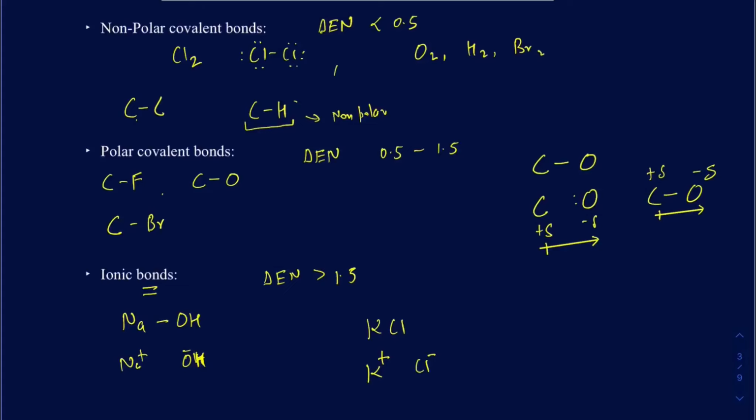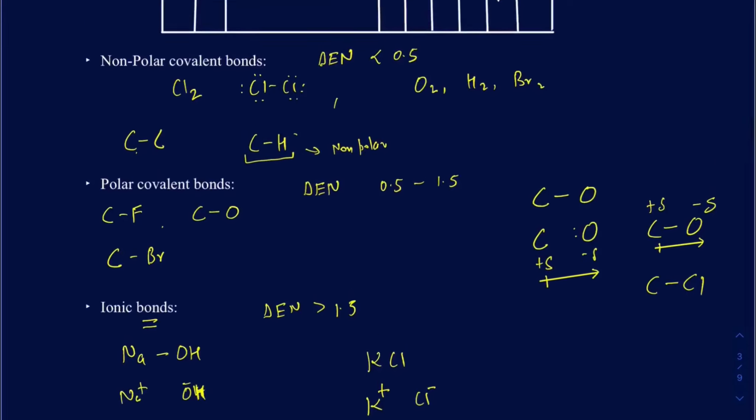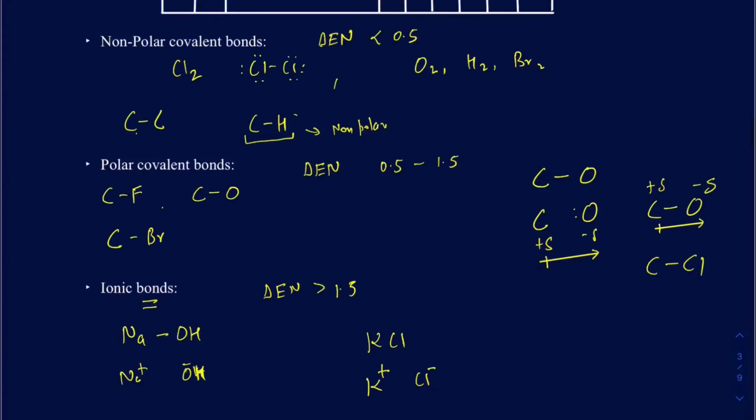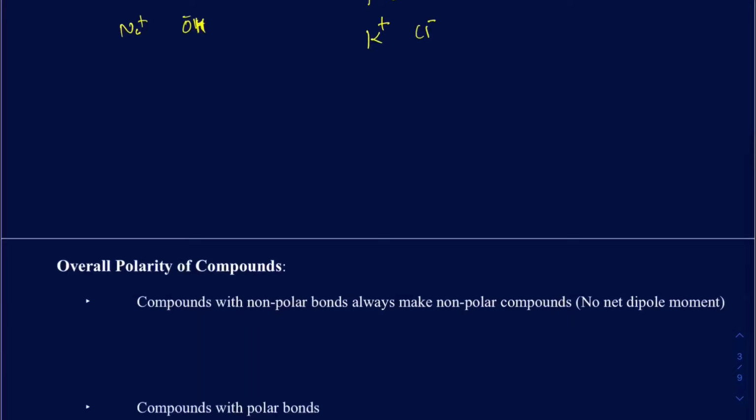If I take another example, I can talk about carbon and chlorine. Even in carbon-chlorine, chlorine, being on the right side, is going to be more electronegative than the carbon, and as a result, it's going to have a partial negative charge, and carbon is going to have a partial positive charge. So you have a dipole going from the carbon to the chlorine. That's how you want to draw the polar bonds, and we'll talk about how the polar bonds affect the polarity of the molecule overall. So let's talk about that now.